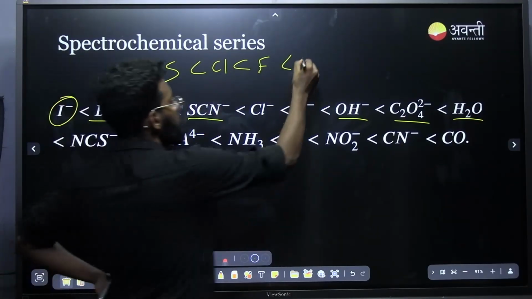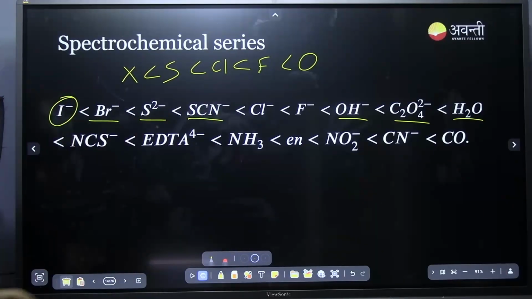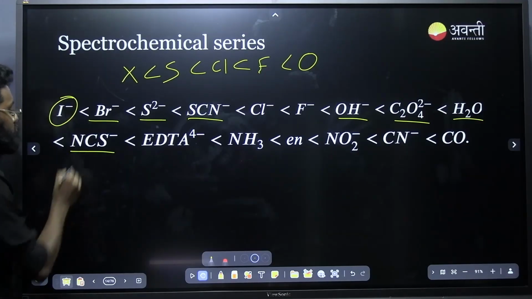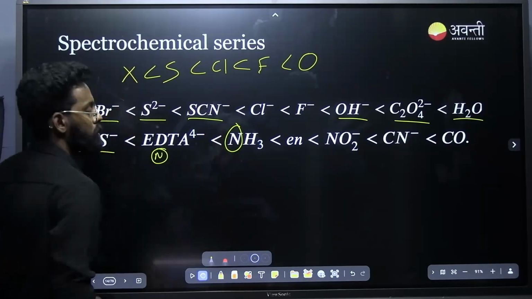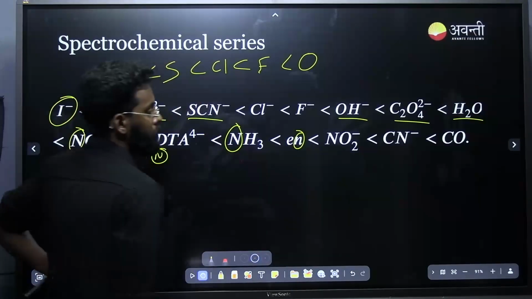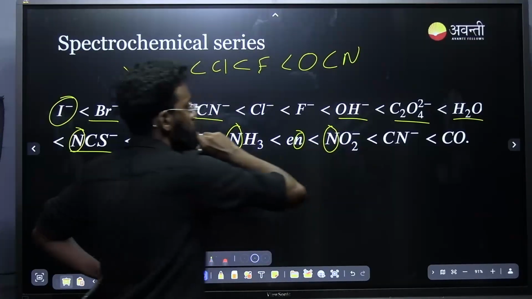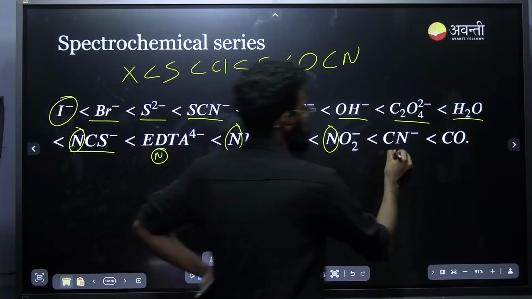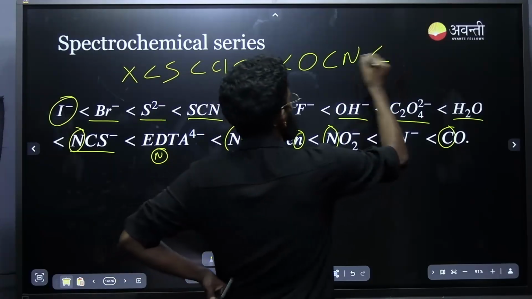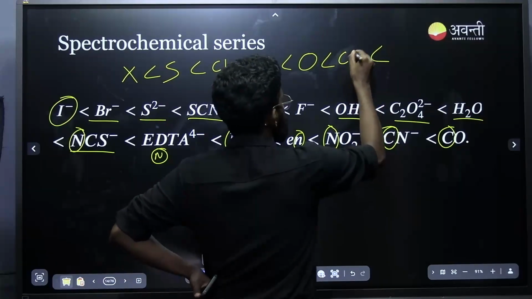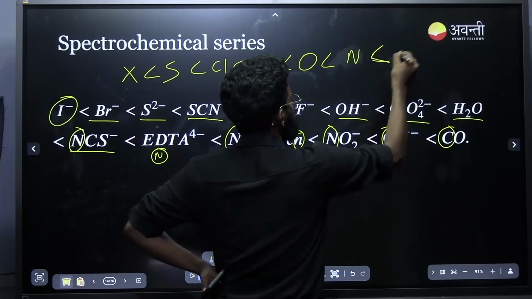Then the strong field will be coming for the ligand which is having oxygen as a donor atom. Okay. Then comes, you can see NCS having nitrogen as a donor atom. EDTA also nitrogen is a donor atom. NH3 nitrogen is a donor atom. Ethylenediamine also nitrogen is a donor atom. NO2 also nitrogen is a donor atom. So next coming the ligand with nitrogen as a donor atom as the strong field ligand. Then comes cyanide and carbon monoxide. Both are having carbon as the donor atom.